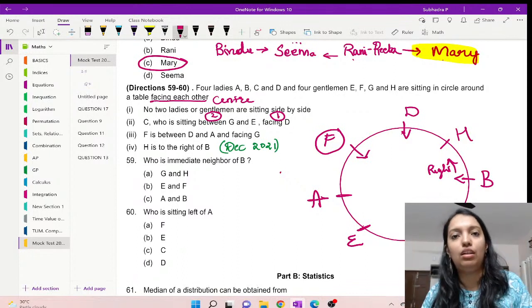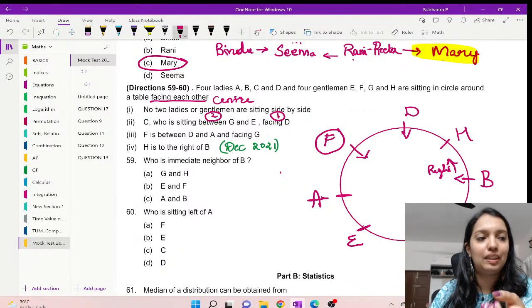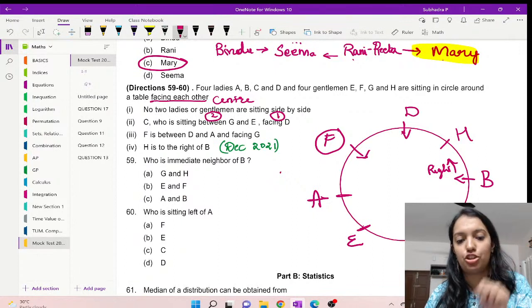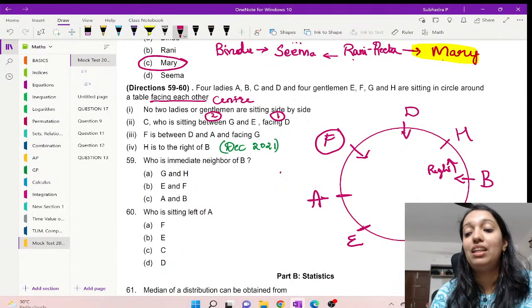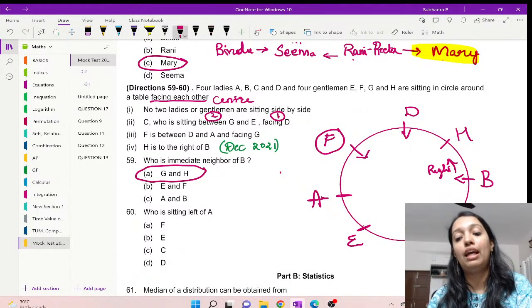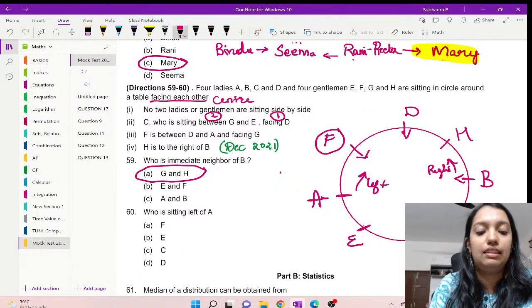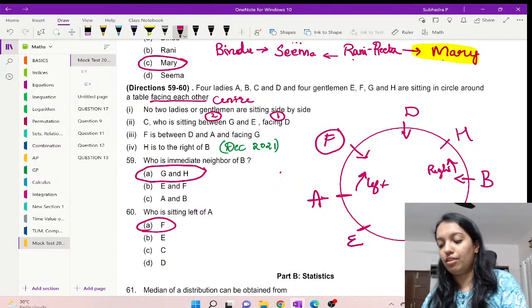So this is how we draw the diagram. This question is picked from the December 2021 CA Foundation examination. Who is immediate neighbor of B? It is G and H, option A. Who is sitting to the left of A? This is right, this is left. Answer is option A, F.